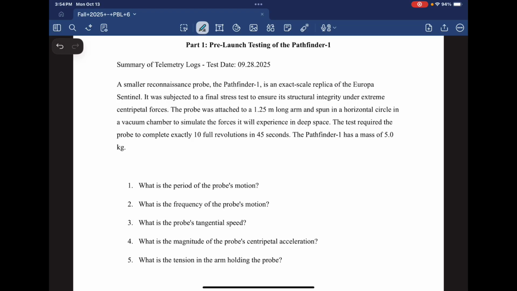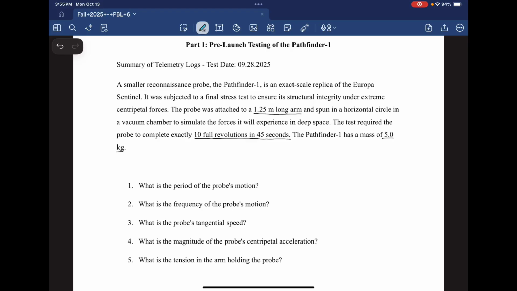So important things, we have the probe is attached to a 1.25 meter long arm, spun in a horizontal circle in a vacuum chamber to simulate the forces it will experience in deep space. It requires the probe to complete 10 full revolutions in 45 seconds with a mass of 5 kilograms. First question is, what is the period of the probe's motion?